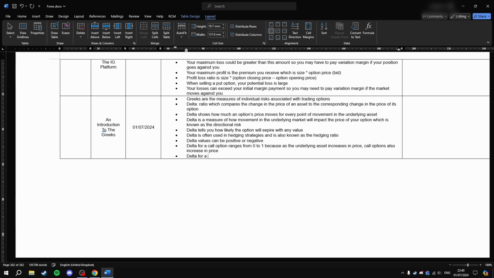Put option deltas always range from -1 to 0, because as the underlying asset increases, put options decrease in price.